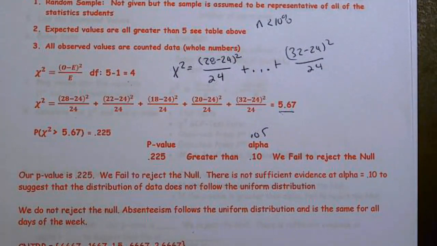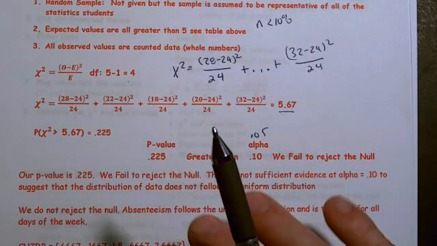There is not sufficient evidence at alpha equal 0.10 to suggest that the distribution of data does not follow the uniform distribution, or that the absentee distribution of data does not follow the uniform. Or we could say that the absentee data is not the same for each day of the week. We do not reject the null. Absenteeism follows the uniform and is the same for all days of the week.